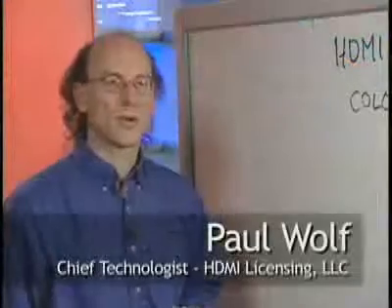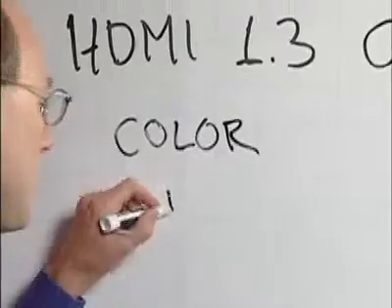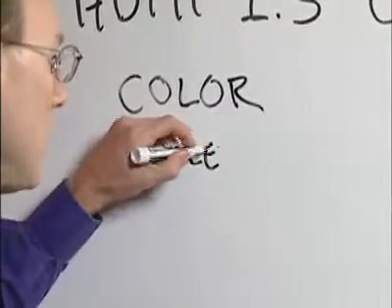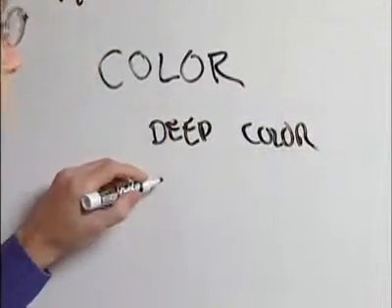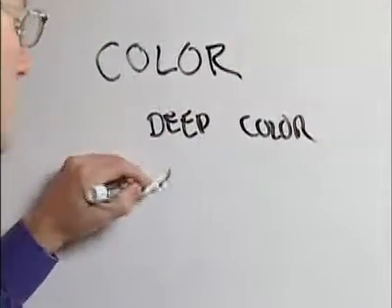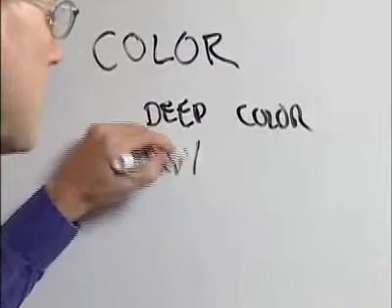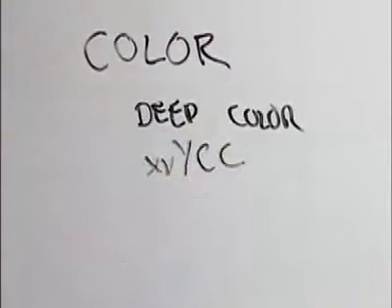So the next thing I want to talk about is the improvements to the color handling of HDMI 1.3. This breaks up into two basic areas. One is the deep color capability that I already discussed briefly. I'll go into a little bit more detail on that. And the other is improved colorimetry, or the adoption of the xvYCC standard.